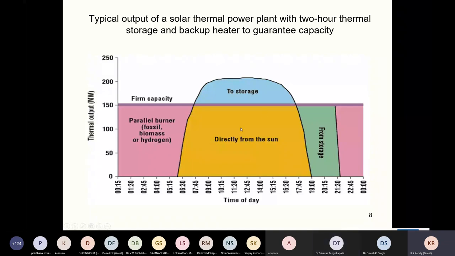So here I have taken, for example, only 2 to 3 hours, here 9 to 21. We have taken 2 to 2.5 hours. If you want more energy storage, we need to increase the storage, and then again the cost will go up.